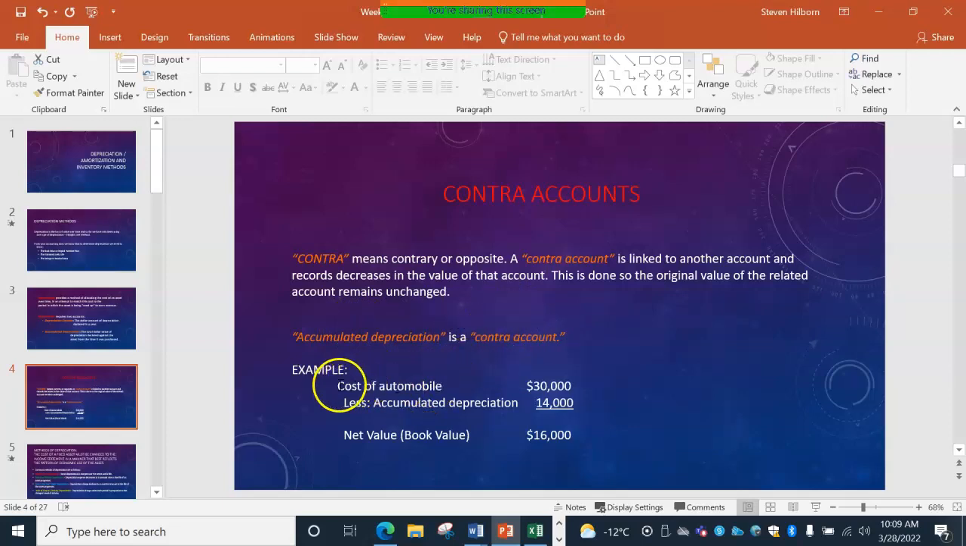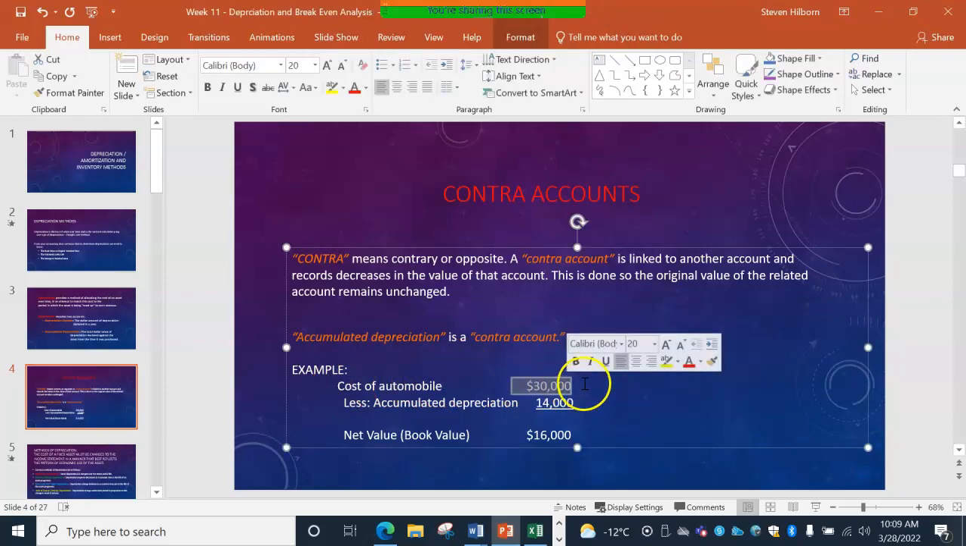So we will have the cost of our automobile, $30,000, which is an asset. This is what it is worth. But then we have this contra account, which works in opposite. It is contrary to the amount that we think. Because we have $14,000 of accumulated depreciation, it is now worth only $16,000.